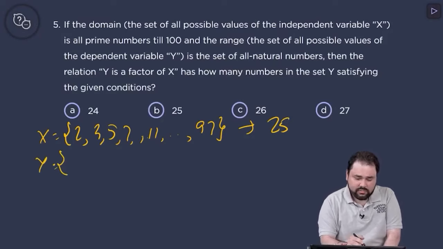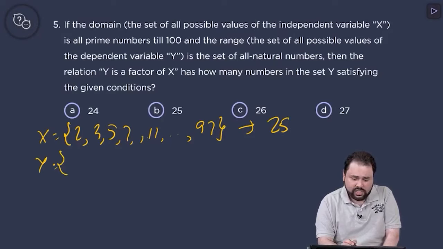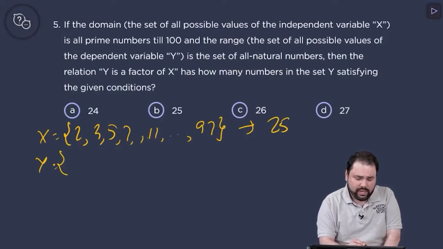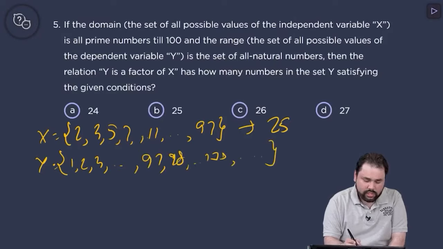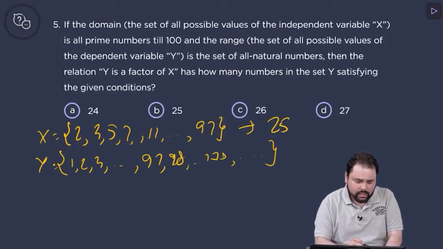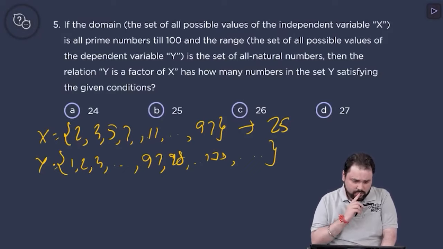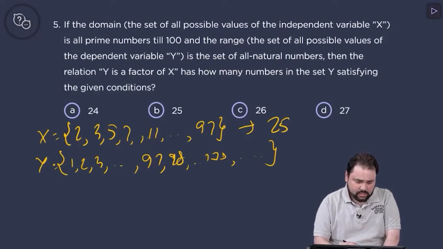Then there is y written, and the range, the set of all possible values of the dependent variable y, is the set of all natural numbers. All natural numbers, 3, so on and so forth. Obviously 97 will come, 98 will come, 100, and it continues. Then the relation: y is a factor of x. How many numbers in the set y satisfy the condition that y is a factor of x?